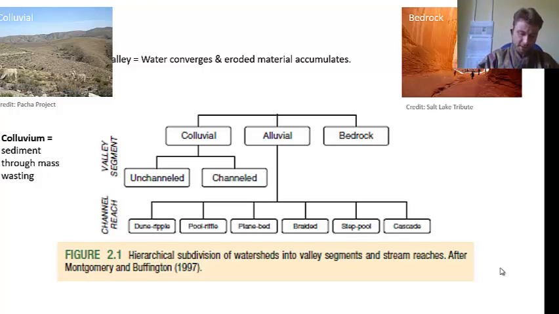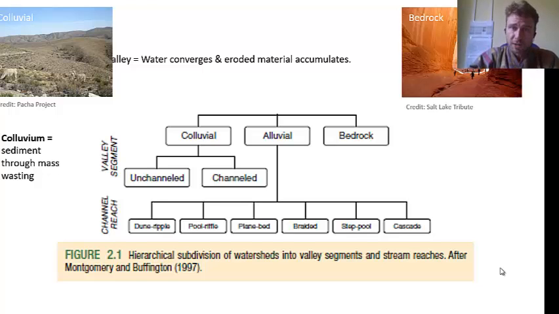The other end, or similar end of the spectrum, is bedrock types of valleys. And bedrock valleys are the ones where there's little fill material and they possess confined channels that lack any alluvial bed. There's no accumulation of bedded clasts within our channels. And so this excavation is often by debris flow in our bedrock systems.